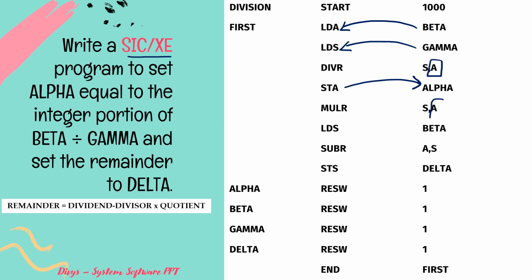The result would be there in the A register and we are loading the S register with that of beta and we are subtracting that. So you know that we'll be subtracting beta minus the divisor into quotient, and the result would be there in the S register and we are storing that in delta.